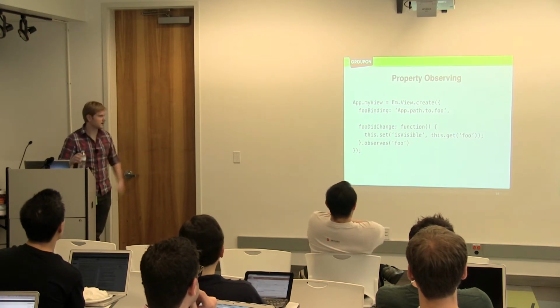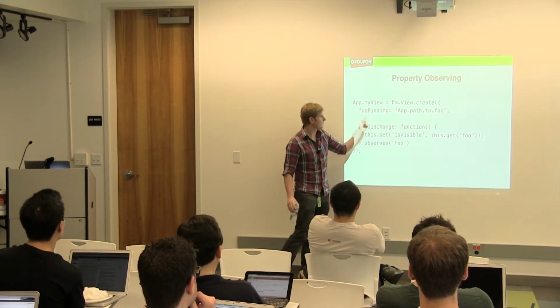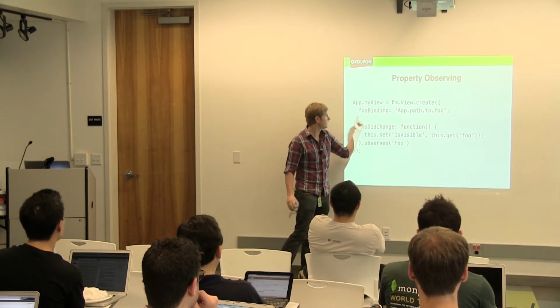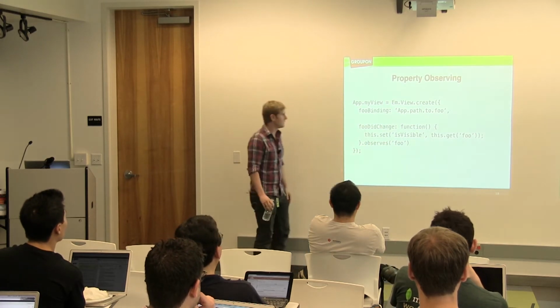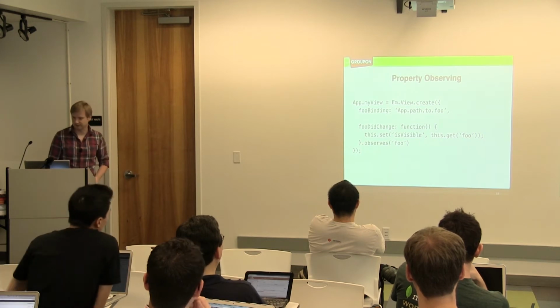So let me see here. Yeah, so that's how simple an observer is. And in this case, I could have just bound this property directly to is visible. So I could have is visible binding this. But if you want to have some more complex logic in there, it's great to just have an observer defined like that.